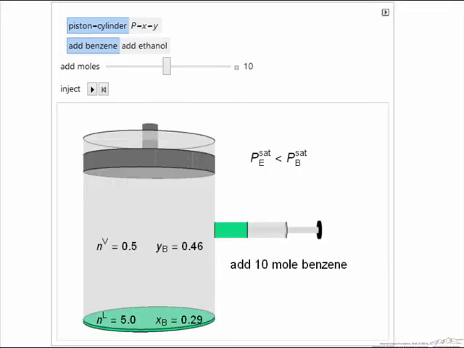So here's the interactive simulation where we're going to add benzene to a mixture of ethanol and benzene. And we have a liquid and a vapor present. And when we hit play, we're going to let it go to equilibrium. So initially, we notice that the mole fraction of benzene is higher in the vapor phase than the liquid phase. The vapor is enriched in benzene.